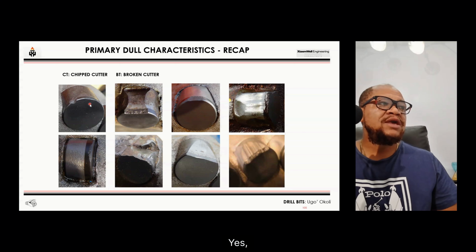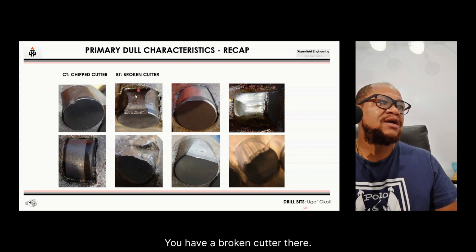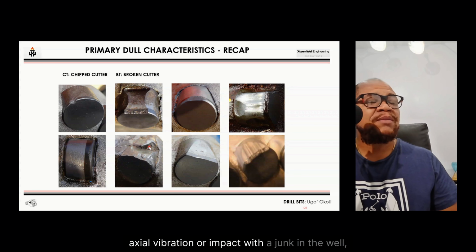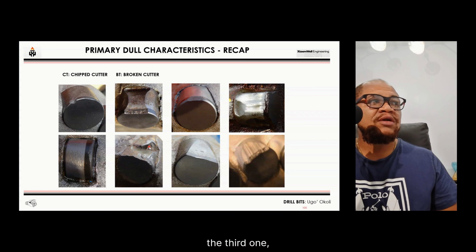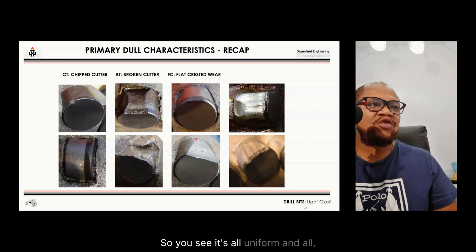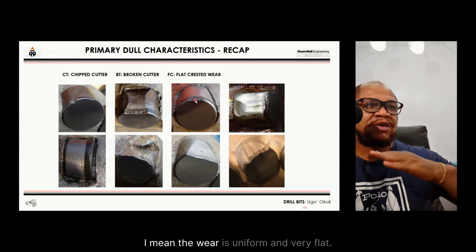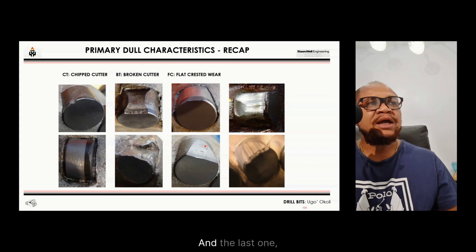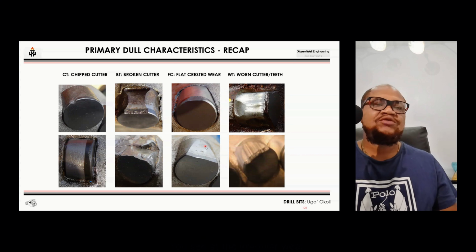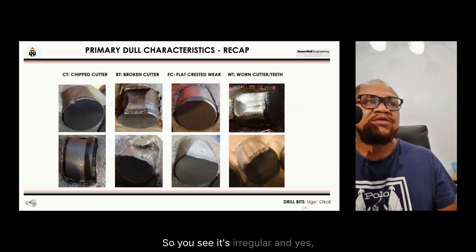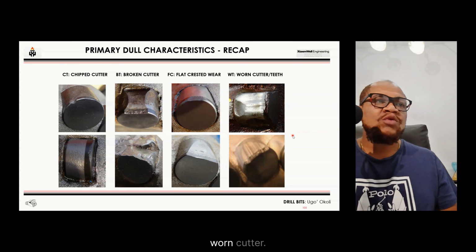The next one, yes, your answer is correct. You have a broken cutter there. You see, it's broken, it's irregular. That can also happen as a result of axial vibration or impact with a junk in the well. The third one, yes, your answer is correct. That's a flat crested wear. The wear is uniform and very flat, like you've used a chisel on the bit cutter. And the last one, yes, that's correct. You see the irregular wear, because of the action of the bit cutting the formation. You see it's irregular, and yes, that's a one cutter.